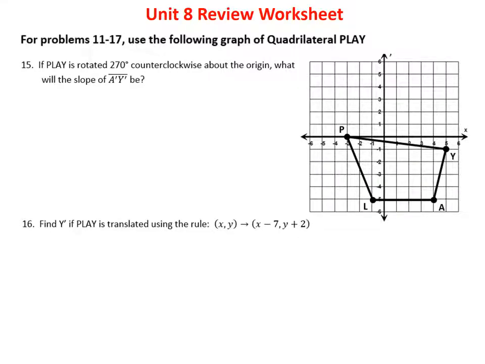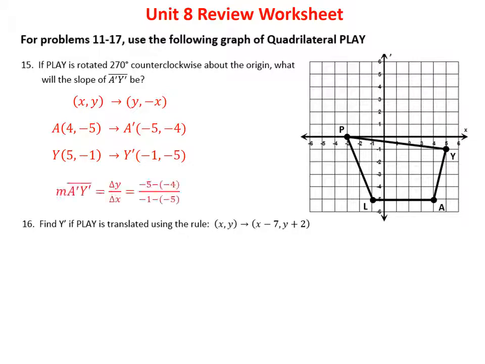Problem 15 says if the figure is rotated 270 degrees counterclockwise about the origin, what will the slope be? Well, in this case, once again, let's figure out what the points are going to be. (x, y) becomes (y, -x), so they switch and the x changes. So A, the point (4, -5), if I turn them around, I get (-5, 4), and then I'm going to switch the 4 to -4, so I end up with (-5, -4). Y, on the other hand, switch them first, (-1, 5), and then the second one becomes negative, so (-1, -5).